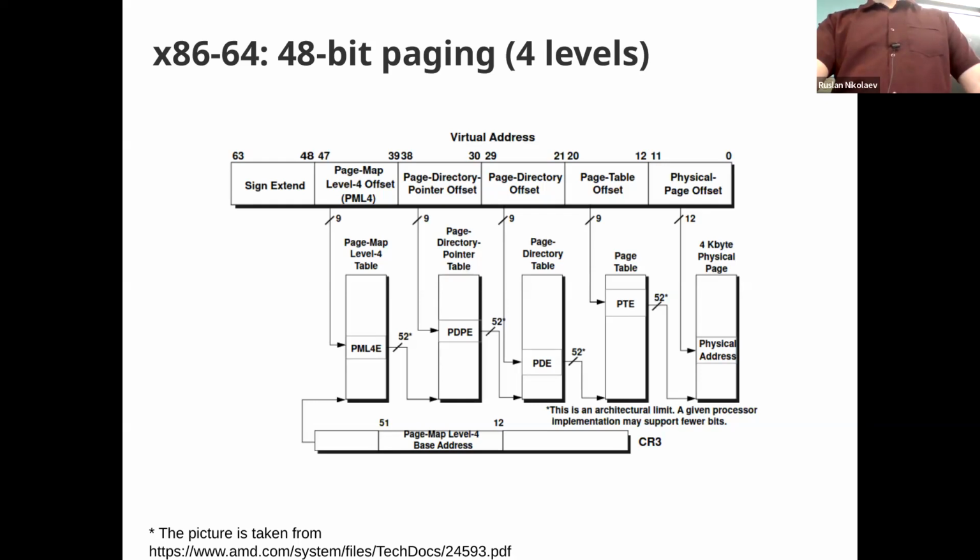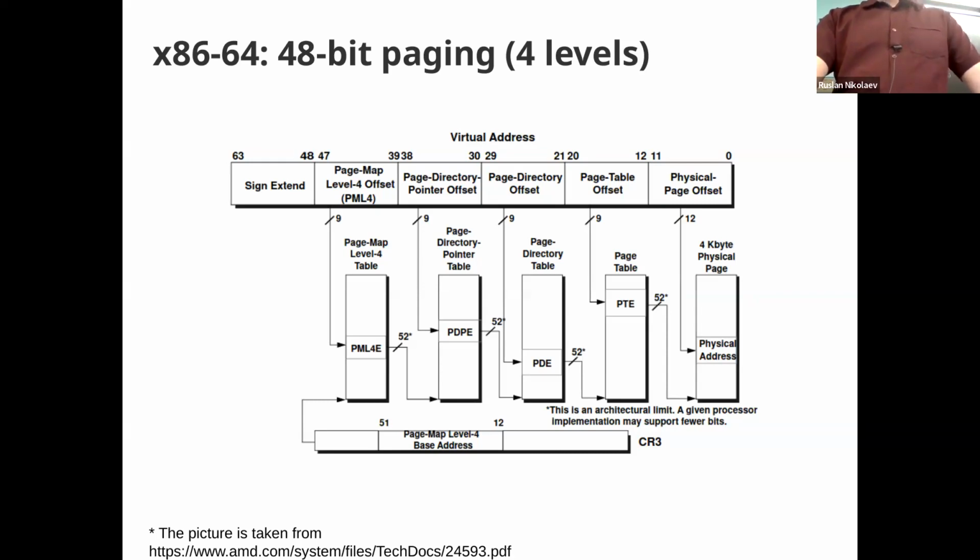why is it that at every level we have 9 bits? Well, because we have an entry size of 8 bytes, 2 to the power of 3, and the page size is 2 to the power of 12. So 12 minus 3 is 9, right? So we have 9 bits at every level. So now if we divide 36 by 9, clearly we get 4, right? And this is how we get 4 levels. So this is 4 levels.